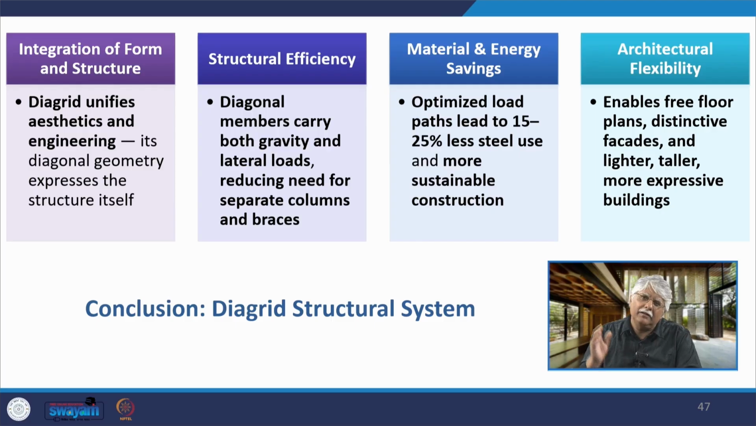The material and energy savings that take place, through optimized load paths, lead to 15 to 25% less steel requirement and a more sustainable construction, greater architectural flexibility as it enables free floor plans, a very distinctive facade, greater penetration of natural light into the buildings, and taller and more expressive buildings are being made using the Diagrid structural frame.